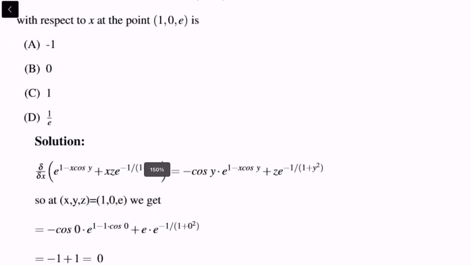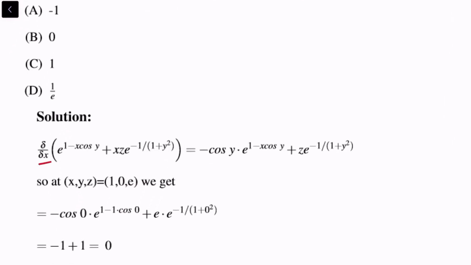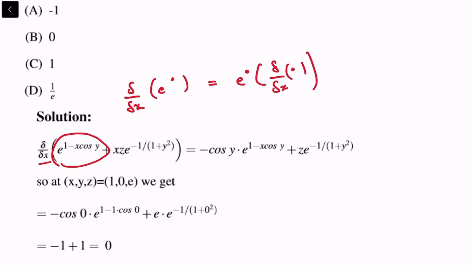As you can see, we are taking the partial derivative of the function with respect to x, which means we treat any occurrence of y and z as constants, right? So if I treat those as constants, then of course we get this function as e power something, which has the derivative with respect to x as e power something into d/dx of that something by the chain rule. So that is what it is.